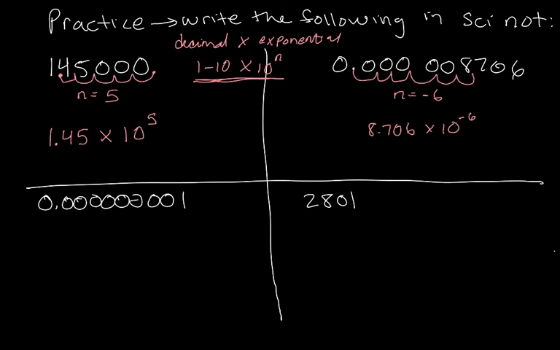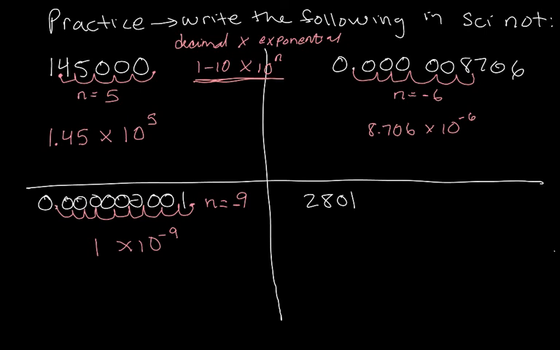Here we do the same. We locate the decimal place and we move it to the right. 1, 2, 3, 4, 5, 6, 7, 8, 9. So it becomes 1 times 10 to the negative 9th. So our n here was 9, and we moved it to the right, so it's negative 9.